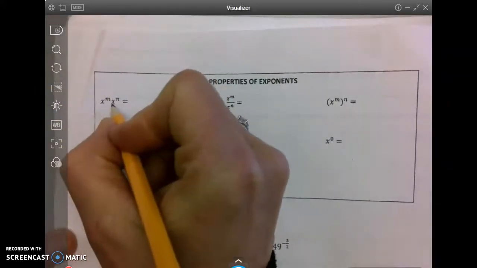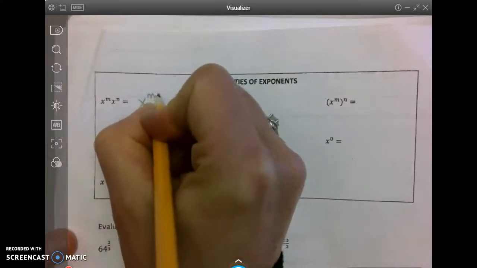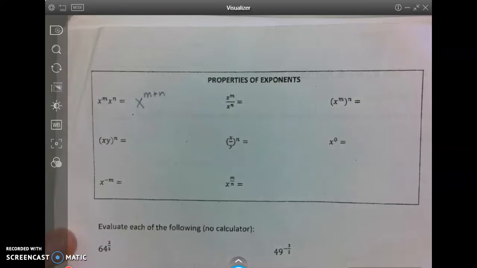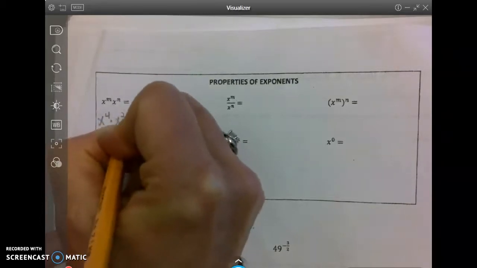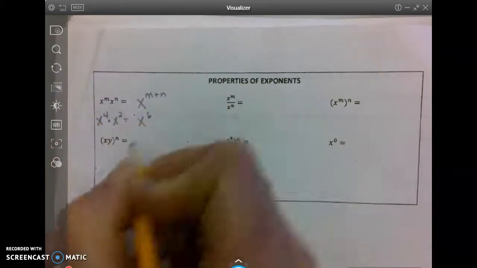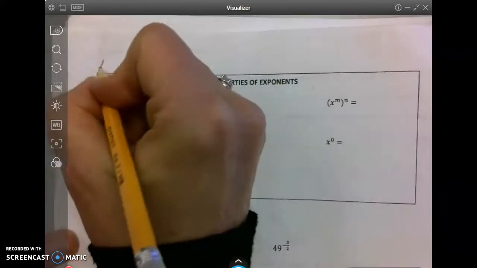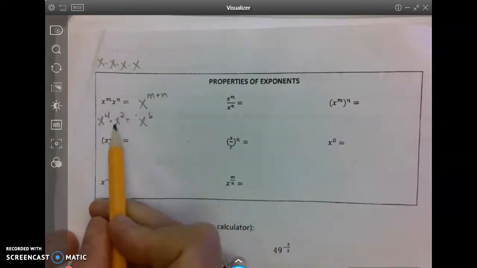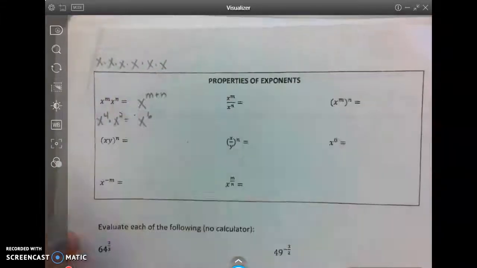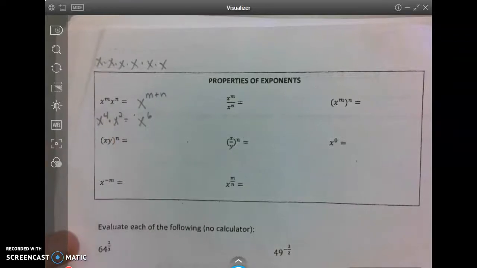So x to the m times x to the n, you have the same base. You add the exponents. For example, x to the 4th times x to the 2nd would be x to the 6th. Not x to the 8th, because you have to remember x to the 4th is x times x times x times x. X to the 2nd is x times x, which means we've multiplied x 6 times. So we just add our exponents.